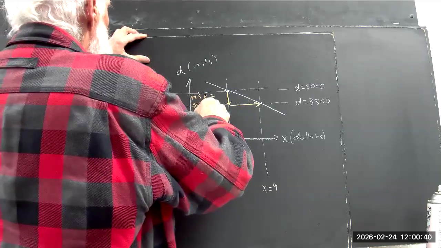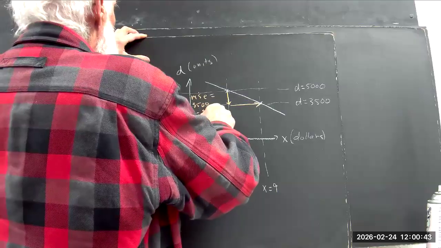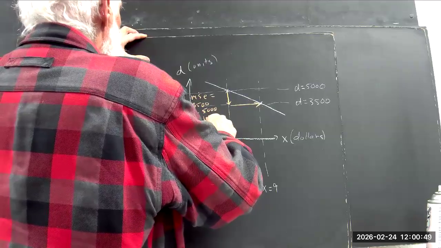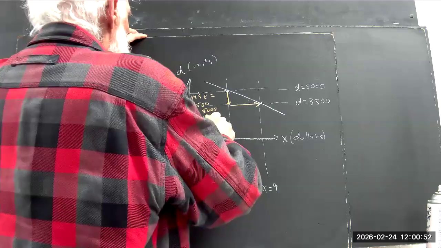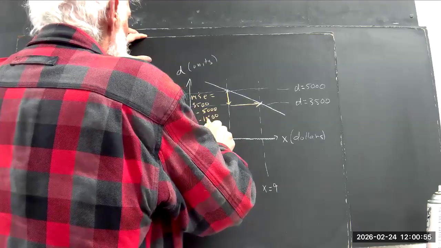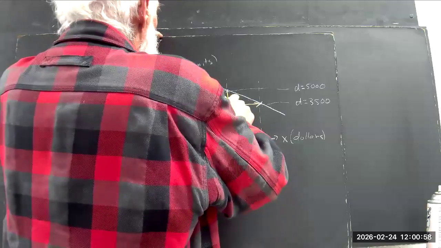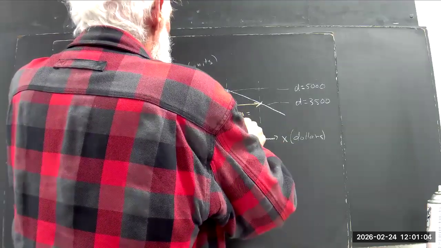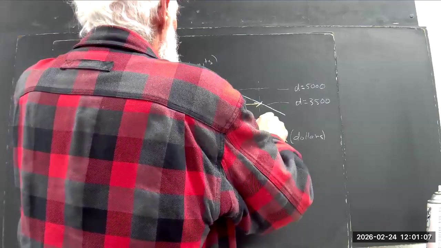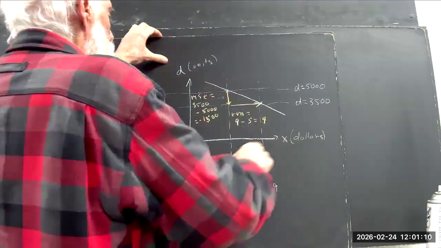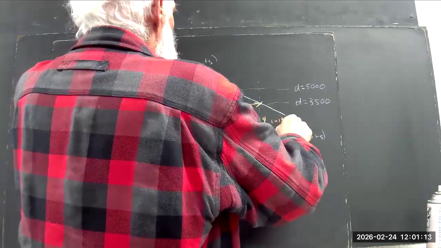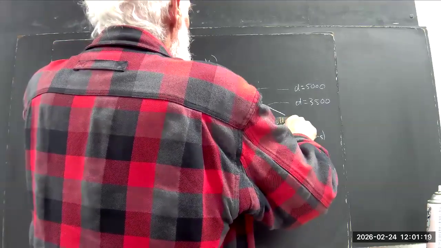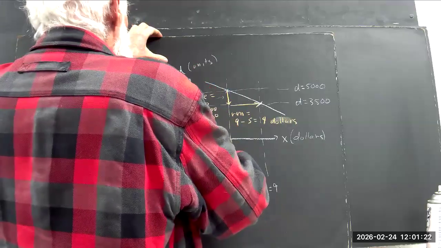Rise equals 3,500 minus 5,000 equals negative 1,500. This chalk is not writing real clearly, and I'm not helping it, I don't think. But here's your rise. And your run equals 9 minus 5 equals 4. And I'm going to say what that is, 4 units, or $4, sorry. And negative 1,500 units.